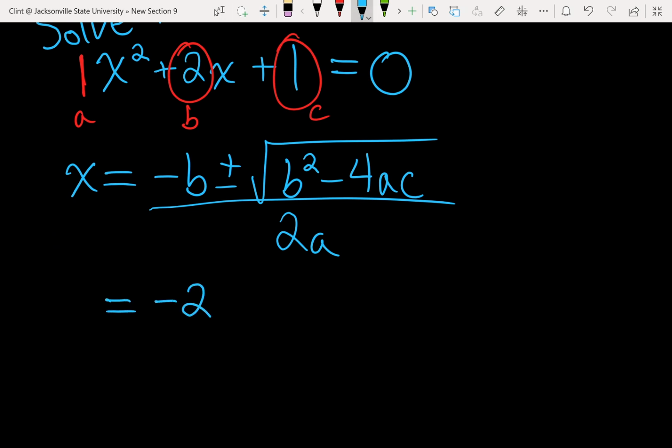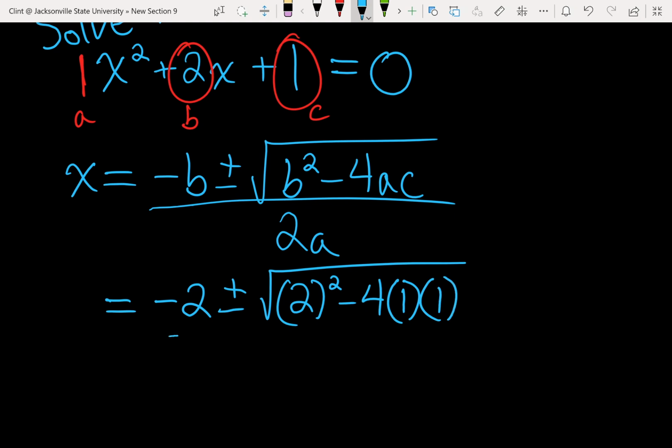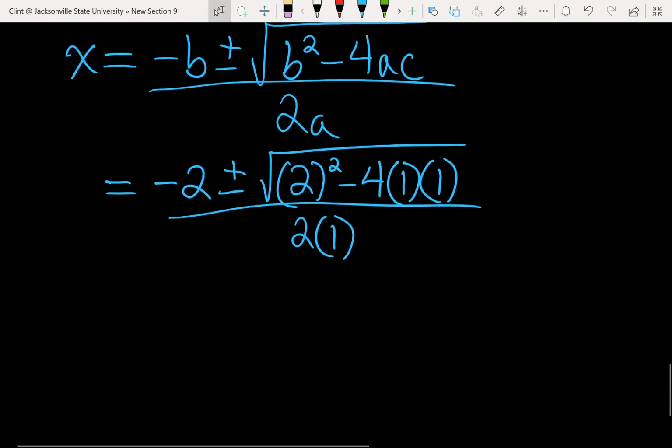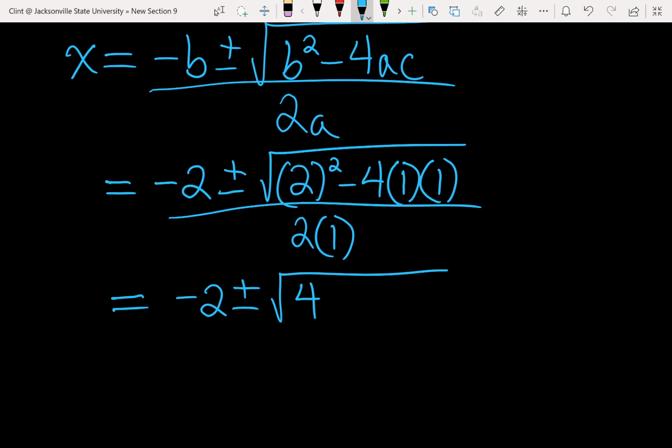And so the opposite of b, then 2 squared. Have to be careful with the sign there. If that was -2, -2 squared is +4. So it's a good idea to put parentheses on the b squared part. Minus 4 times 1 times 1. And then we just have a bunch of simplifying. This one's not too bad. 2 squared is 4 minus 4 times 1 times 1 is 4.